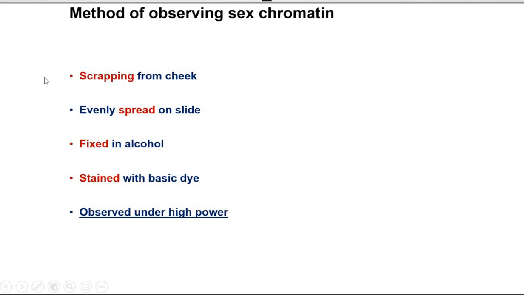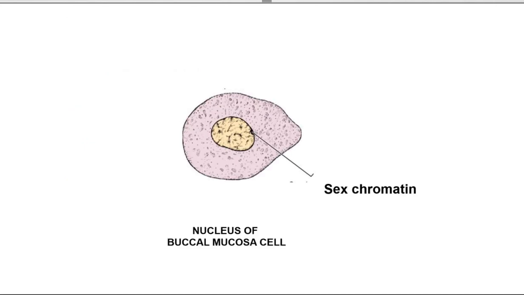How will you obtain these rapidly dividing cells? The cells are present in a scraping of the cheek, right? You just take a scraping of the cheek and then you evenly spread it on a slide, fix it in alcohol, then stain it with a basic dye and observe under the microscope in high power. Right? What do you observe? That each cell will possess sex chromatin if it is taken from a female. Males, mind you, will not have the sex chromatin, right?